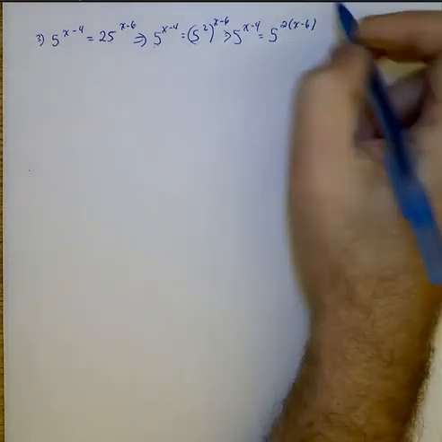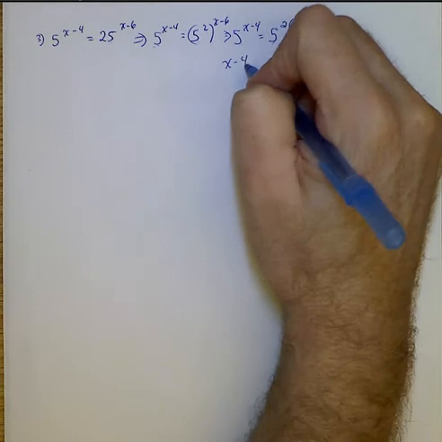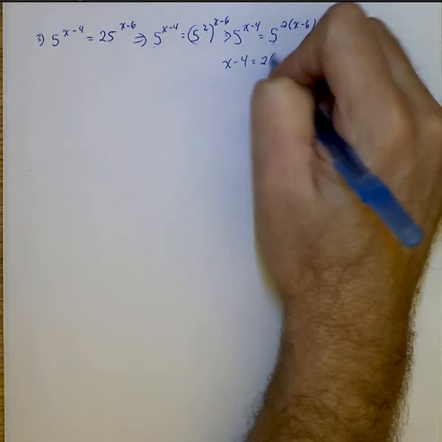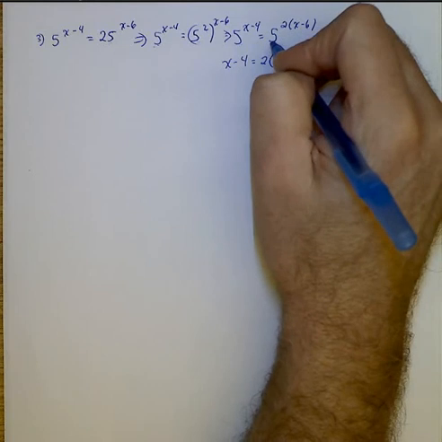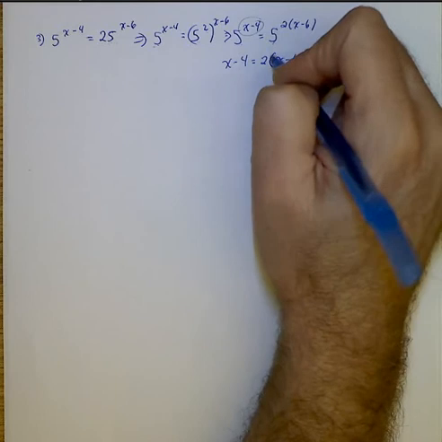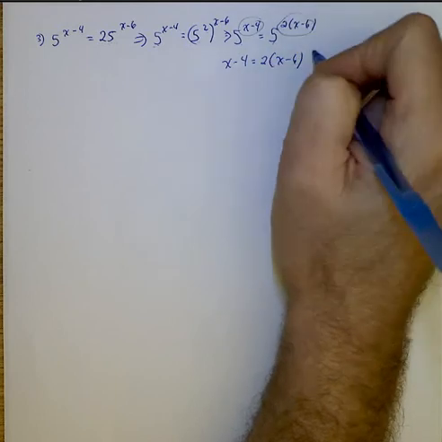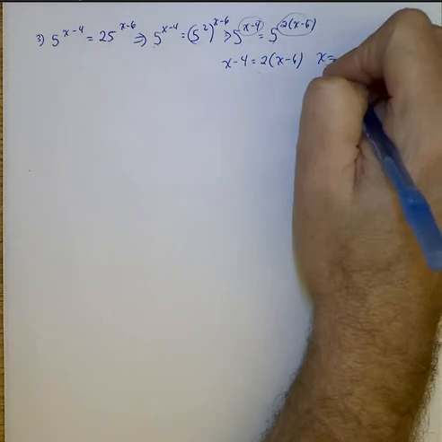And again, bases are now both 5, so in order to solve for x, we just set the exponents equal to each other. Because if these are the same, for this equal sign to be true, the value of this exponent has to be equal to the value of this exponent. And then if you were to solve for x, from here you would get x equals 8.